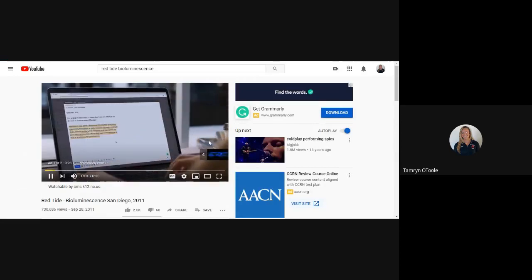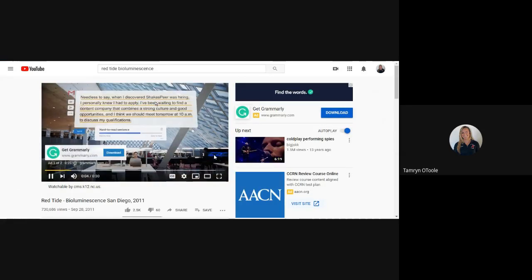Writing's not that easy, but Grammarly can help. This sentence is grammatically.